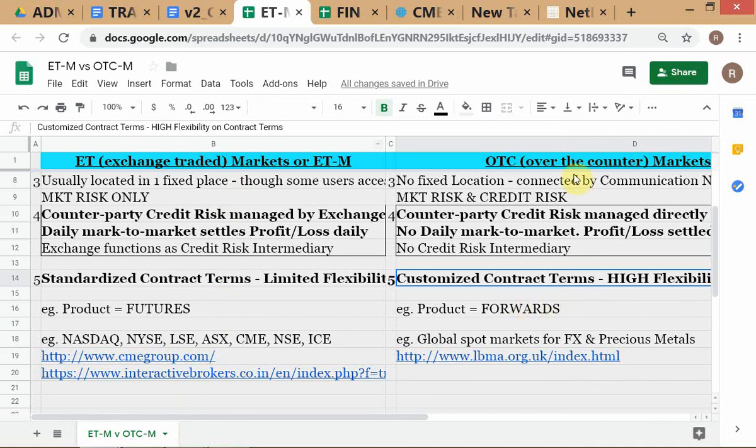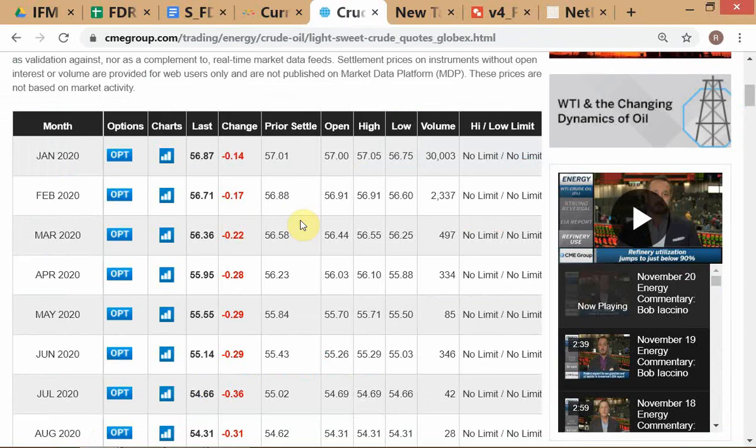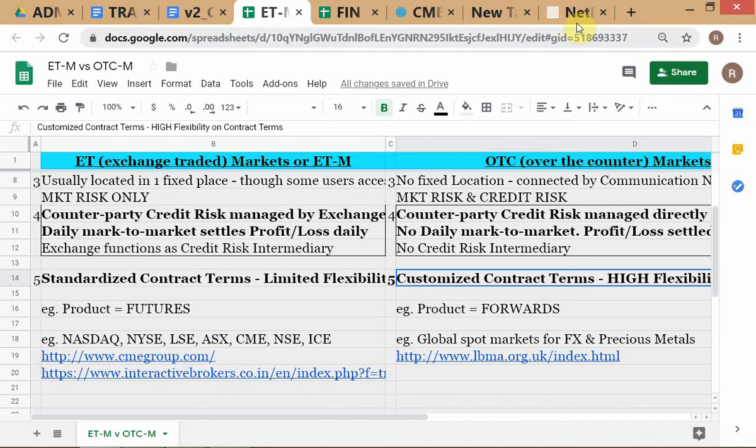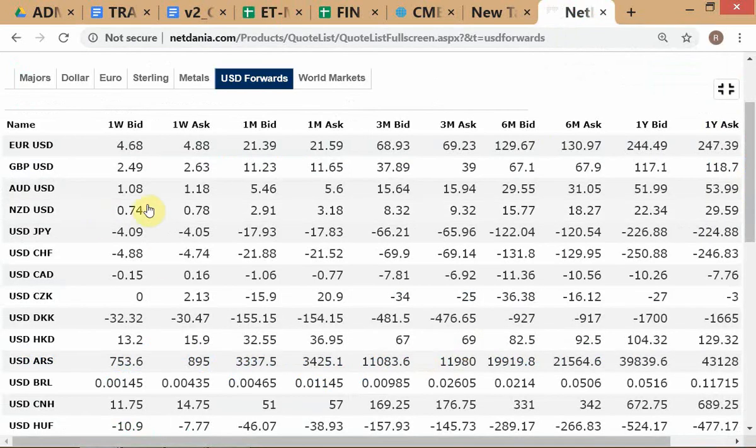Futures are ETM, forwards are OTC products. Because forwards are OTC products, and we know that in the OTC markets one of the advantages is customized contract terms. Now you can see in a real life example what is meant by customization.